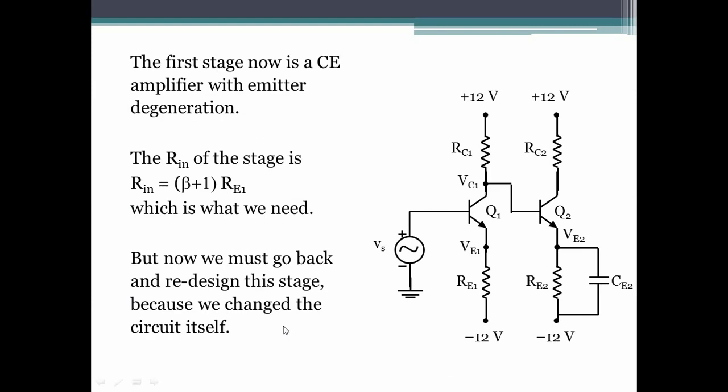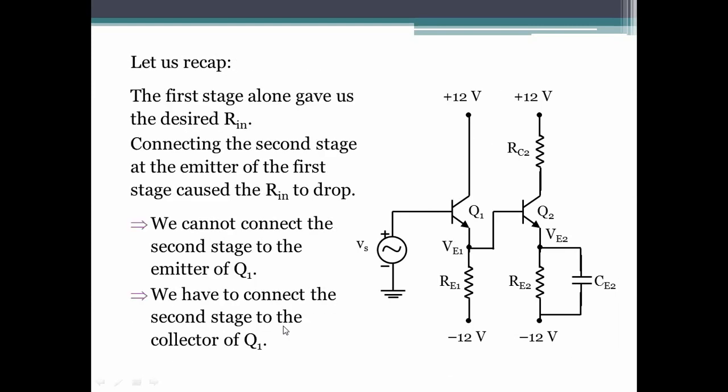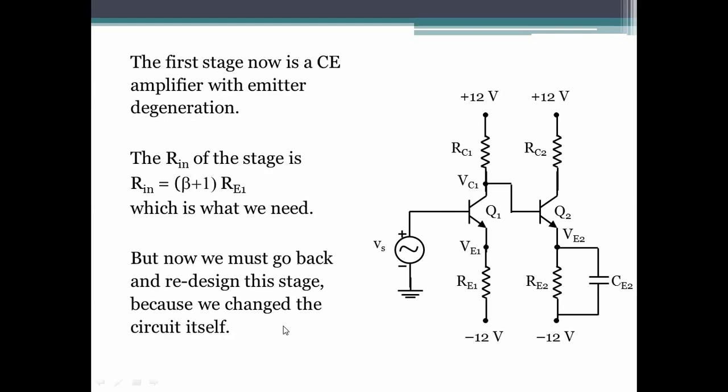Okay, what did I do? I'm sorry. This is not the circuit I wanted. This is the circuit I wanted. So we take the output from the collector of the first stage and connect it to the second stage. What that also means is that we have to add a collector resistance to the first stage.